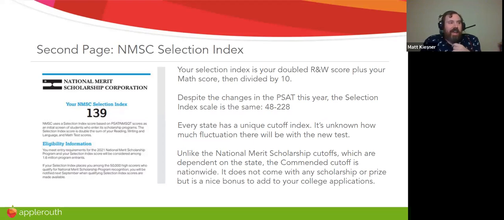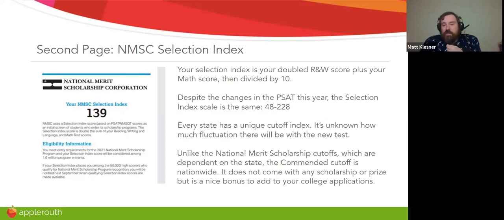I did have a student I worked with personally who crushed the math, got a 760, and did not, I mean, it was like a 680, 690 on reading and writing, but because of that double weight, for the state he lives in, he's probably not going to hit National Merit. And that's a little frustrating because obviously we should celebrate that he got a perfect math score, right?